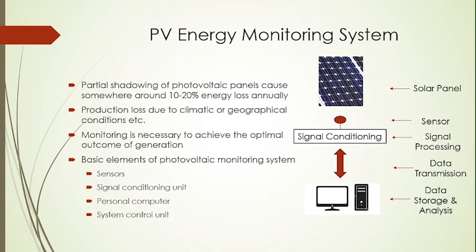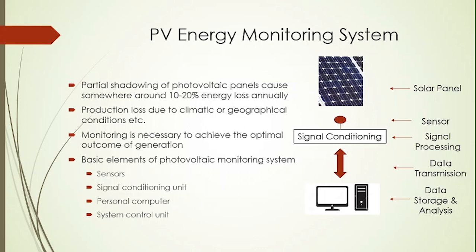So here you can see a PV energy monitoring system. The necessity of energy monitoring comes from the desire to achieve the desired results in photovoltaic energy, as a number of factors affect the optimal outcome of the generation. For instance, partial shadowing of photovoltaic panels causes somewhere around 10 to 20% energy loss annually. And there are other production losses due to climatic or geographical conditions. So the basic elements of photovoltaic monitoring systems include sensors, signal conditioning unit, personal computer, and system control unit.